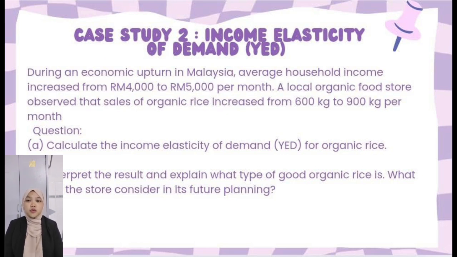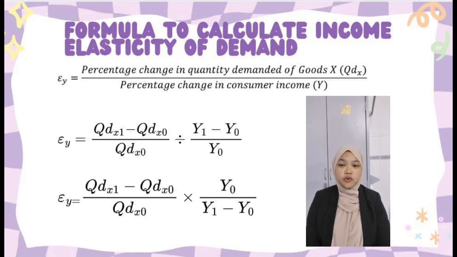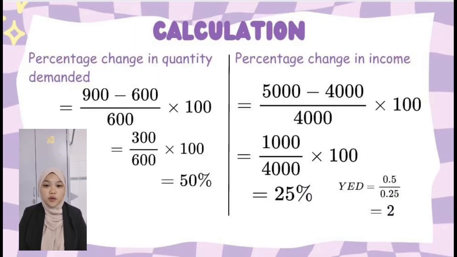Okay, next we need to calculate the income elasticity of demand for organic rice. So first we go to the formula. The formula is percentage change in quantity demanded of good X divided by percentage change in consumer income, which is Y. Okay, the first step, we need to calculate percentage change in quantity demanded.